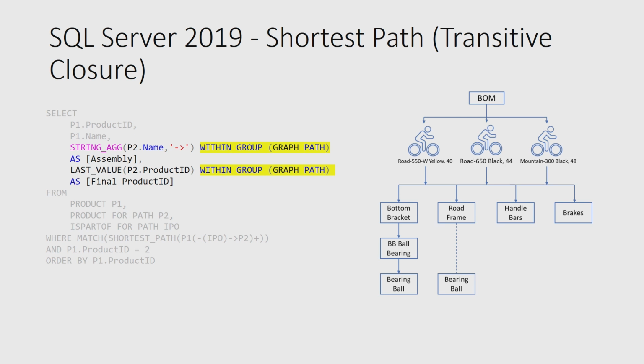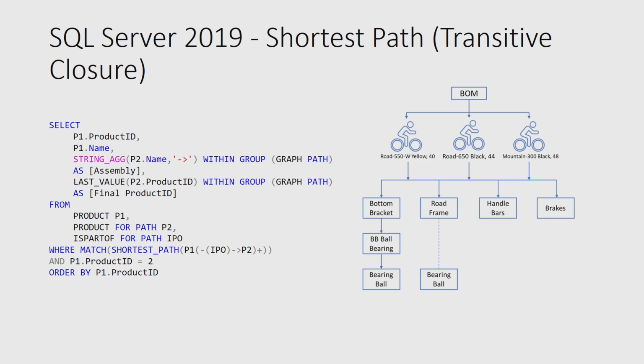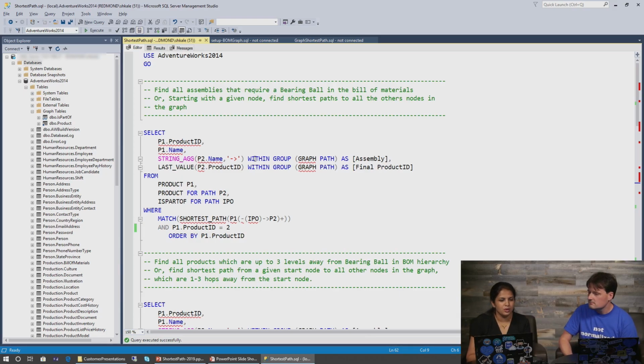So string agg would just concatenate everything? Yes, in this particular example, it will concatenate the names of the products that were seen in the assembly line to get to the ball bearing. So you would see the full path of how we got there. Exactly. Cool. So let's look at a quick demo of this query. This is the query that we saw there on the slides.